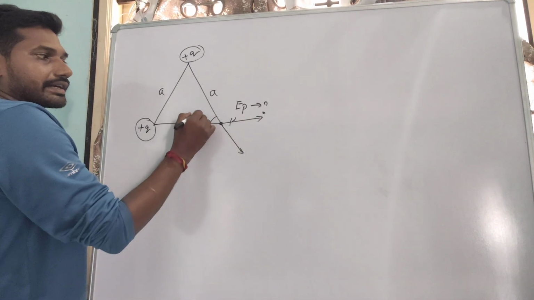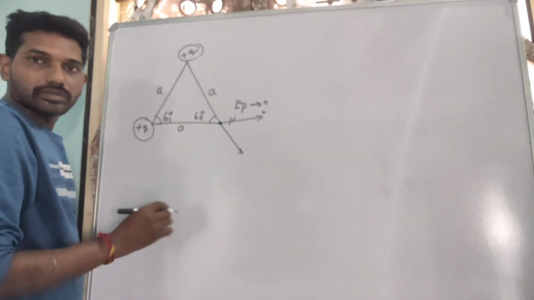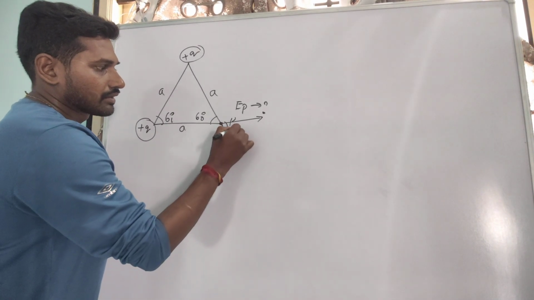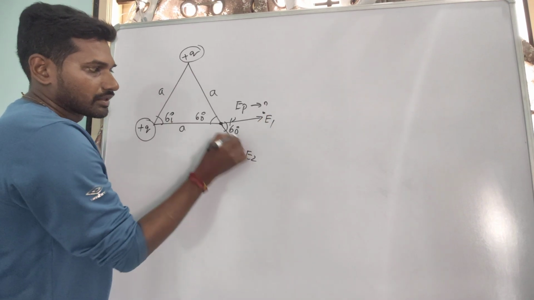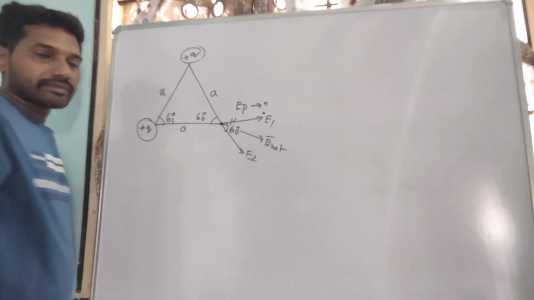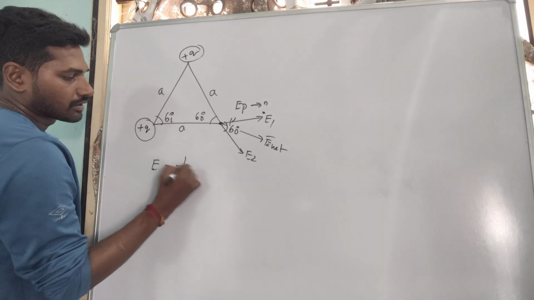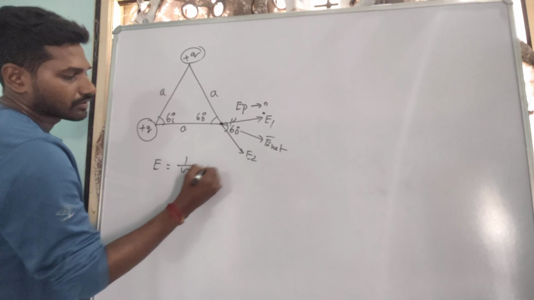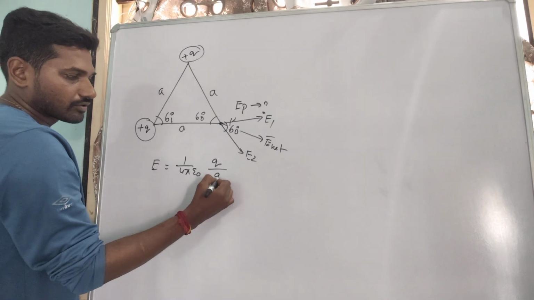In an equilateral triangle, each angle is 60 degrees. Here also, 60 degrees. For example, imagine this is the electric field E1, this is the electric field E2, and this is E net, the net electric field. Okay. So the electric field due to a point charge formula: E is equal to 1 by 4 pi epsilon naught Q by R square. Instead of R square, here A will be there, Q by A square.